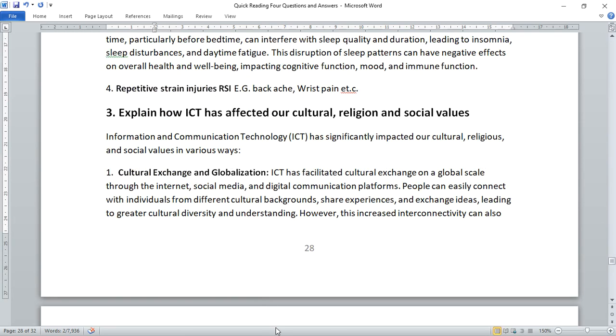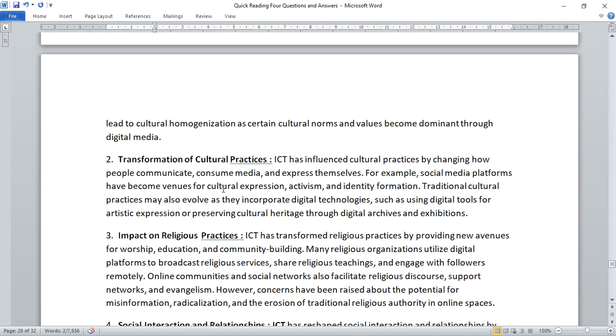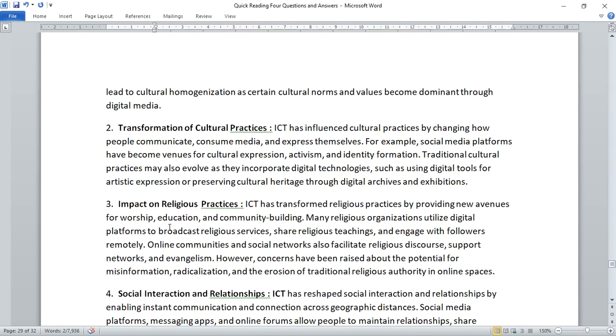Explain how ICT has affected our cultural, religion, and social values. So, number 1, there is cultural exchange and globalization. You'll notice that people are stealing, in quotes, other people's cultural activities or norms.